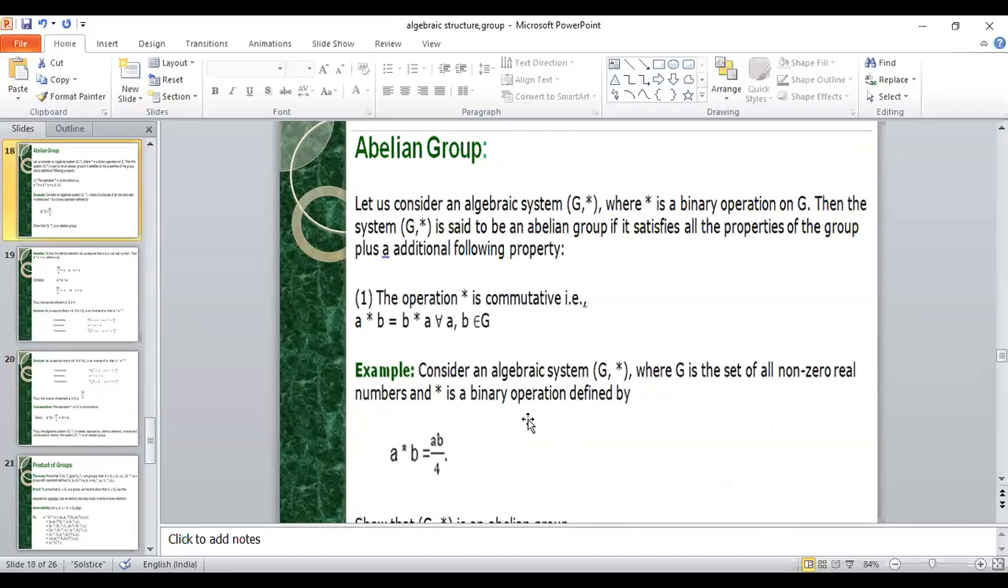First we show the associative property. What is the associative property? (a * b) * c is equal to a * (b * c). We consider the LHS, a * b, and from that we prove the associative property.